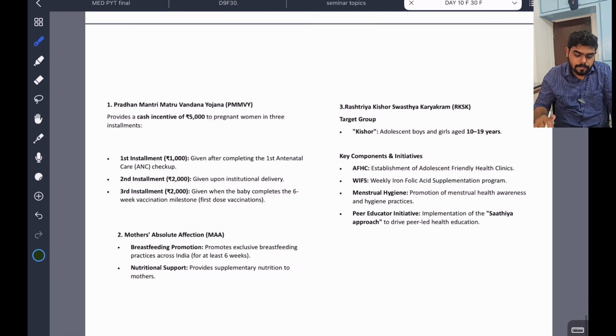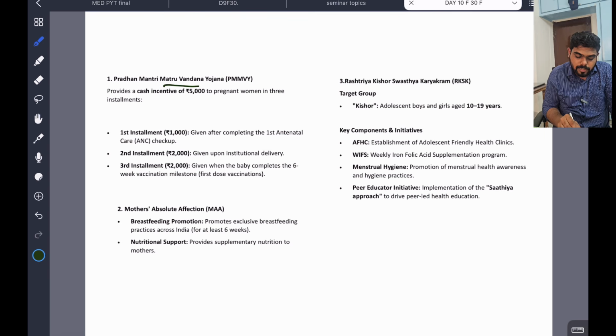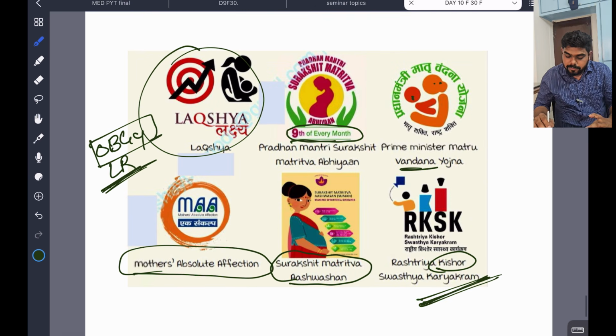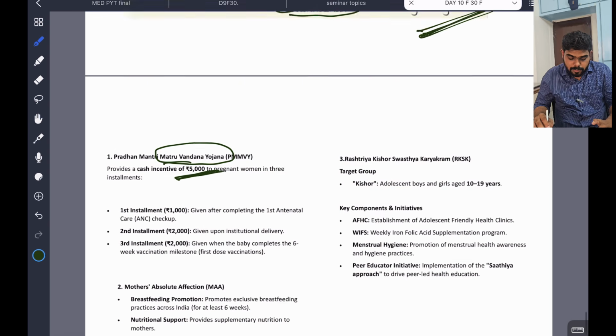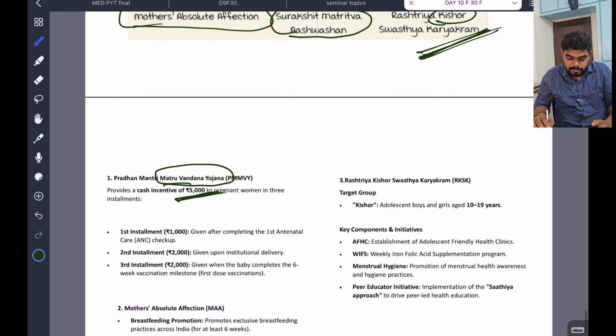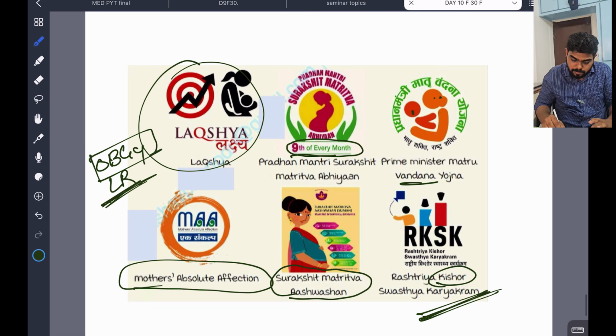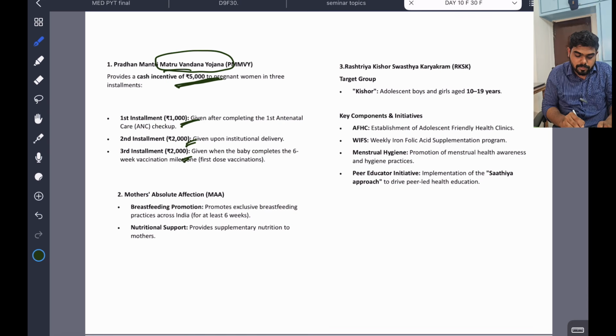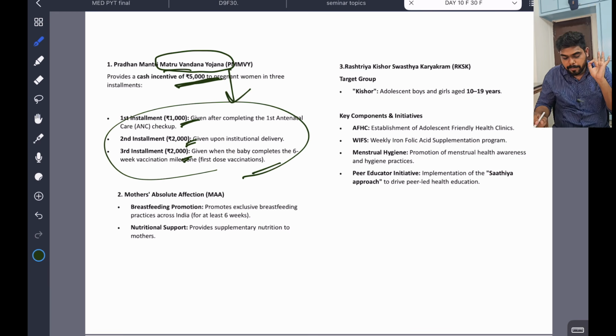So now we'll see Pradhan Mantri Matru Vandana Yojana, PMMVY. It provides a cash incentive of 5,000 to pregnant women in 3 installments. See here, clear? So 1,000, 2,000, 2,000. The first installment is at the first ANC. Then institutional delivery, and when the baby completes 6 weeks of vaccination. They are giving this incentive of 5,000 in 3 installments.